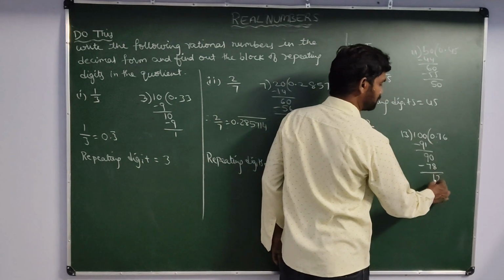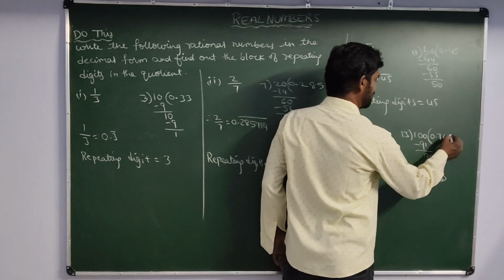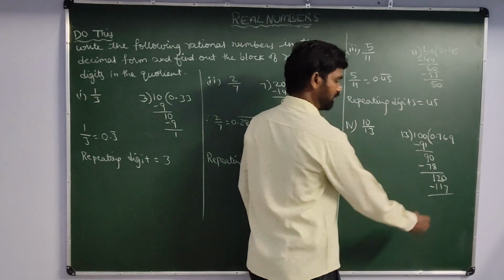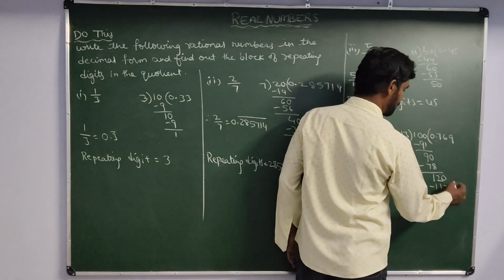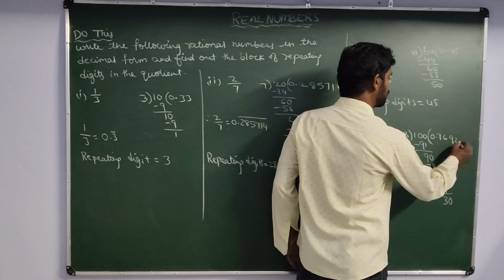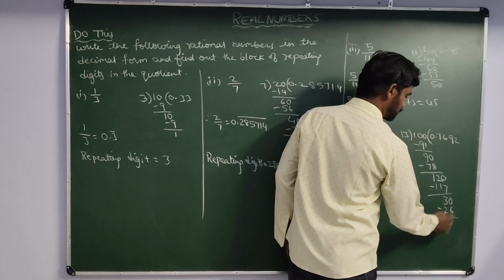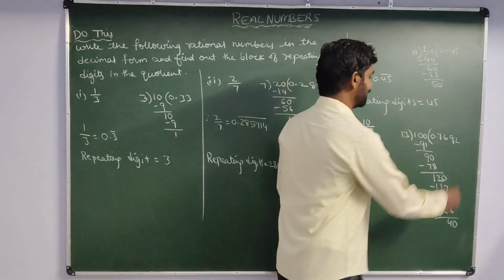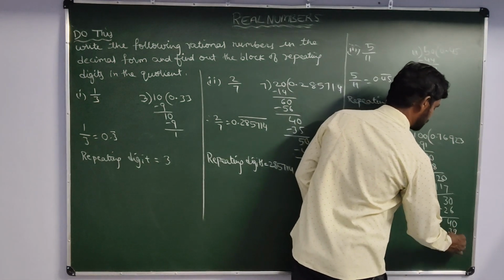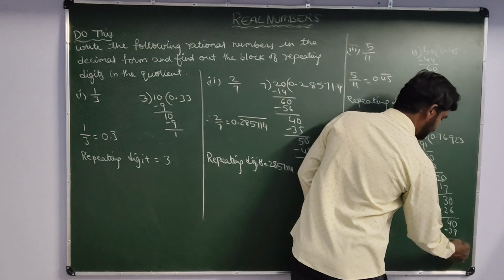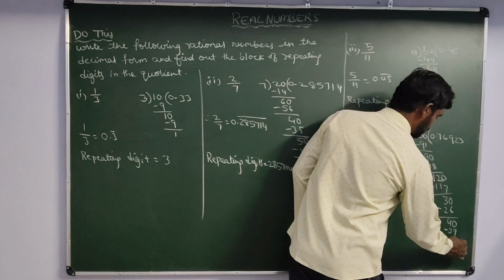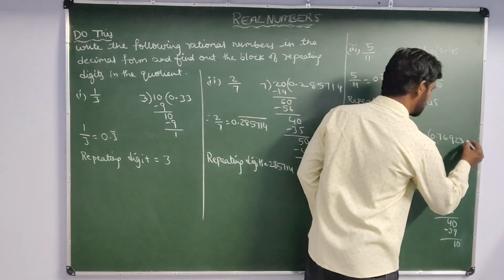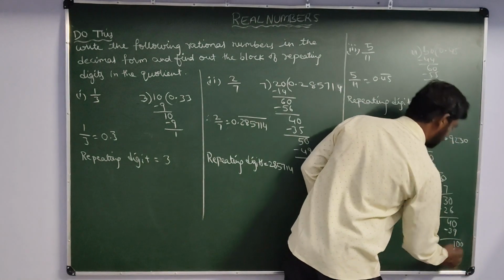So take 0 here. 13 nines are 117. So 120 minus 117 is 3. Take 0 here. 13 twos are 26. So 30 minus 26 is 4. Put a 0 there. 13 threes are 39. So 40 minus 39 is 1. We take 0 here, but 10 is less than 13. Therefore we have to consider 0 here and write 0 here.